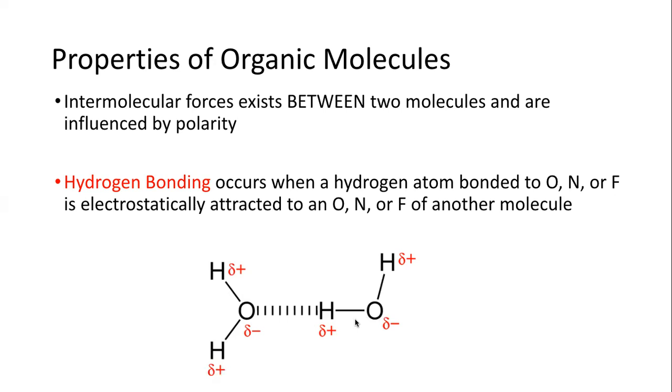And what happens is that the slightly positive hydrogen forms an attraction, not a bond, sorry, it is attracted to the slightly negative on an oxygen. And again, this could happen if you have nitrogen in this position and fluorine in this position. So this is hydrogen bonding.